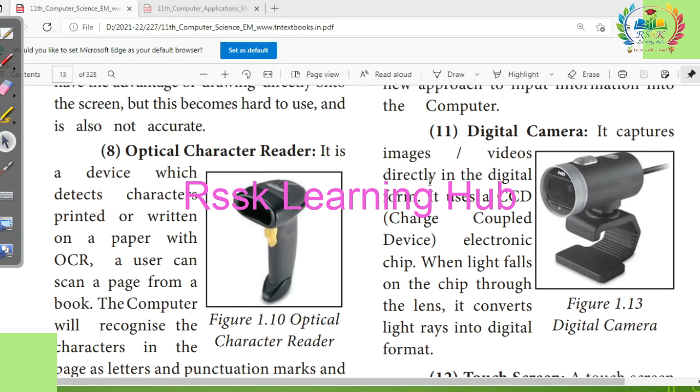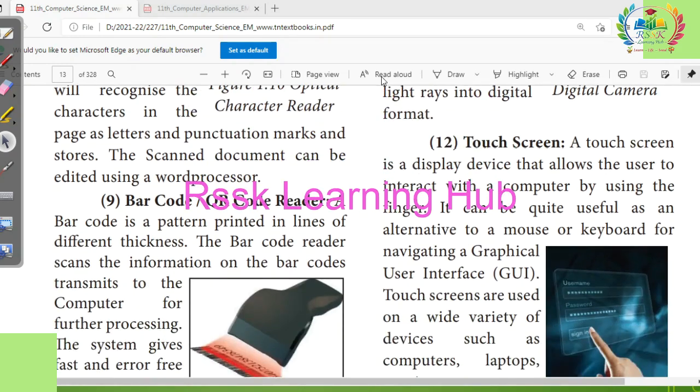Next one is the digital camera. What is the use of a digital camera? Yes, it uses a charge coupled device. It acts as a CCD, an electronic chip. When light falls on the chip through the lens, it converts the light rays into a digital format. So that is the use of a digital camera. The clarity of the camera is very clear and visible, in pixel size and all.